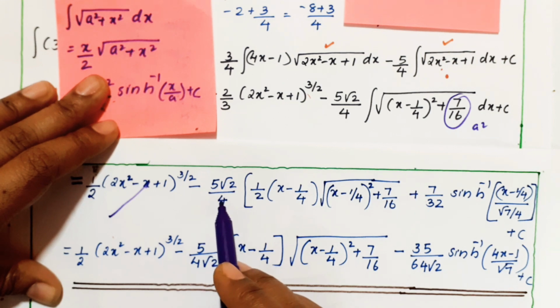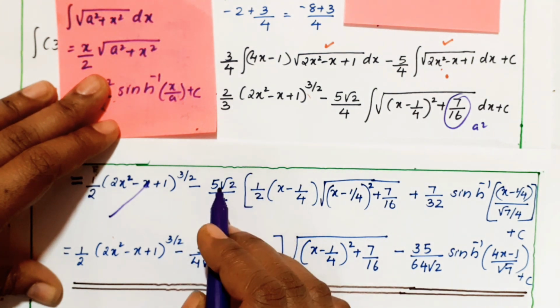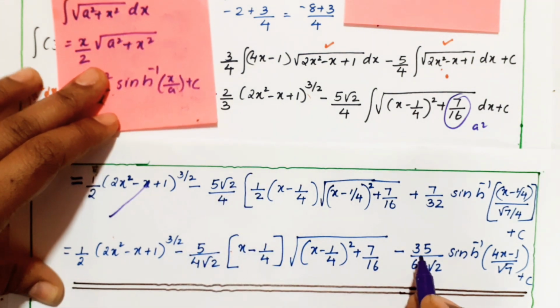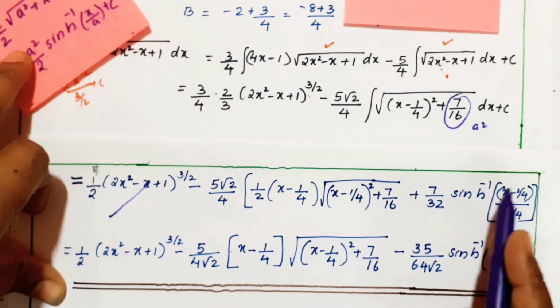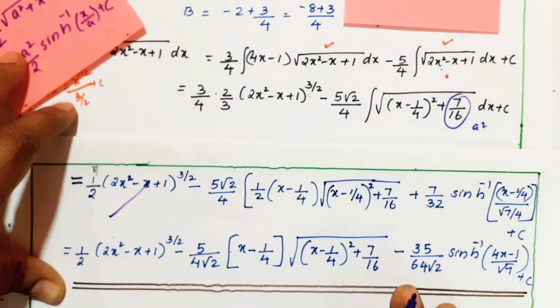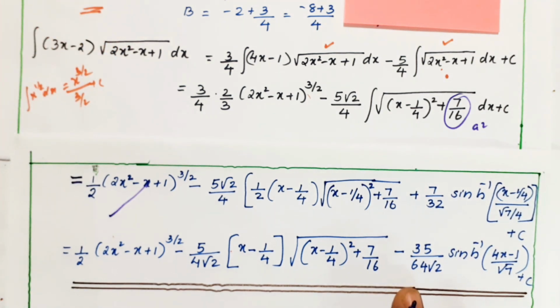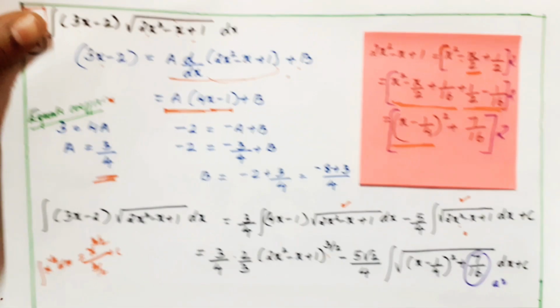So if you are writing this 4 as 2 into 2, 1 by 2 I am multiplying, 64 and 1 by 2 is there. That 2 is cancelling with the root 2. That's what we are getting, the term minus 35 by 64 root 2 sinh inverse. Here also you can arrange the term, that is (4x minus 1) by root 7 plus c. Okay. Little complicated question. It's not complicated. You have to remember the step.